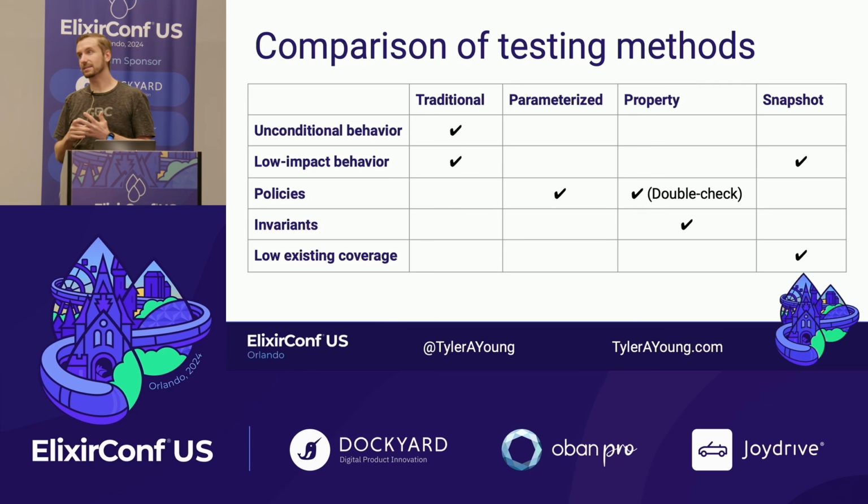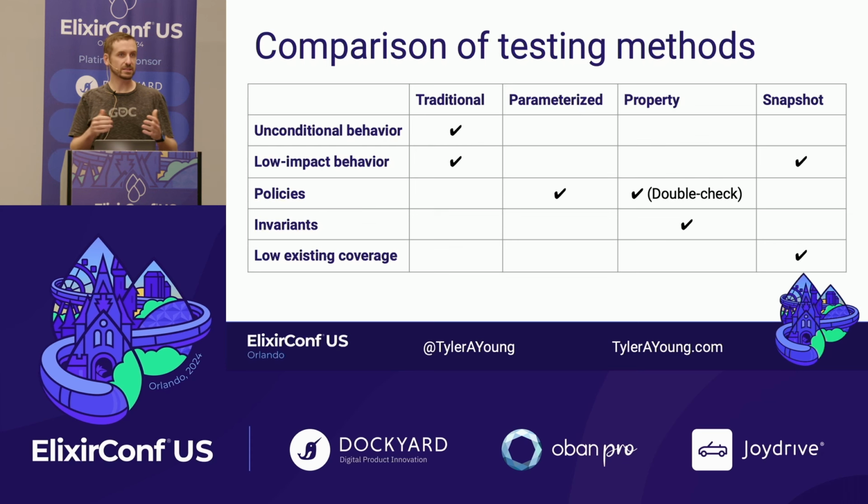Similarly, if it's low impact, if this is something that is nice for your system to do, but it's not dealing with, are users going to lose data? Traditional test, snapshot test, and depending on the case, parameterized test, totally fine. I would not invest the time and the resources to do a property test in that case.